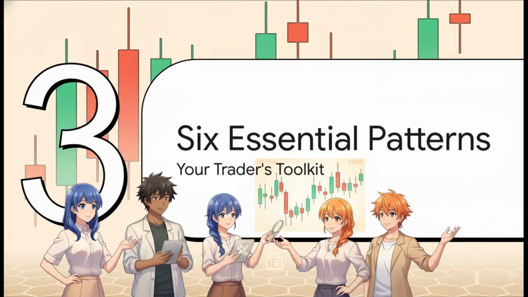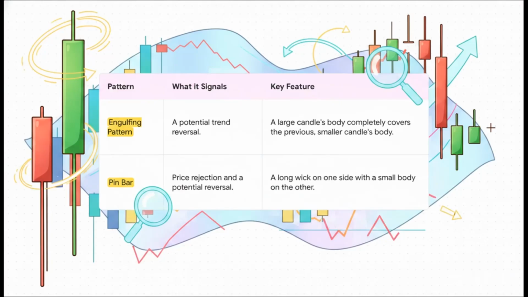Now for the fun part. Let's see how these candles team up to form patterns. Patterns that can give you clues about what might happen next. Think of these next 6 patterns as your essential trader's toolkit. Let's start with 2 big ones that often signal a trend is about to turn around. First up, the engulfing pattern. This is when a big candle literally swallows the body of the smaller one before it.